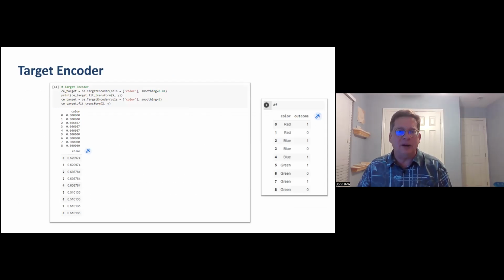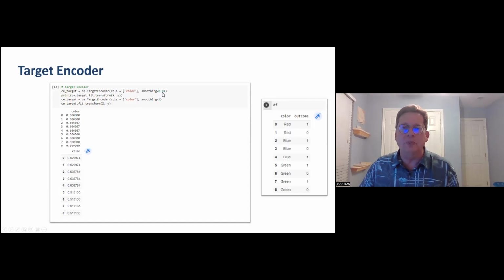And so with target encoding, you can see half of, well, the target for red is 50%, so it comes out at 50%. For blue, 66%, and for green, half of them are true, half are false, so that's again back to 50%.